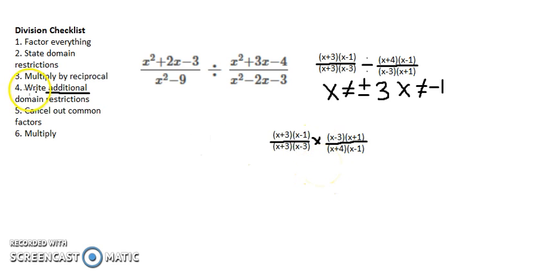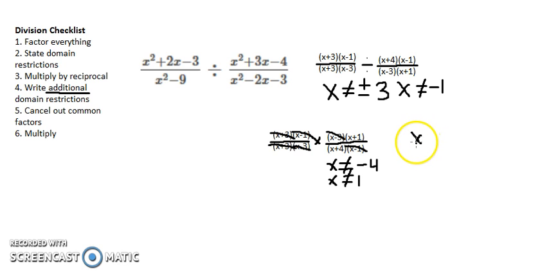Okay, so now you have to write those additional domain restrictions, and I showed why in the last problem. So now x cannot equal negative 4, and also x cannot equal 1. So next would just be to cancel out common factors or divide by common factors. x minus 1 cancels. This is the fun part. So that cancels. The x minus 3, those cancel, and that cancels as well. So basically this fraction turns into 1, just the number 1.